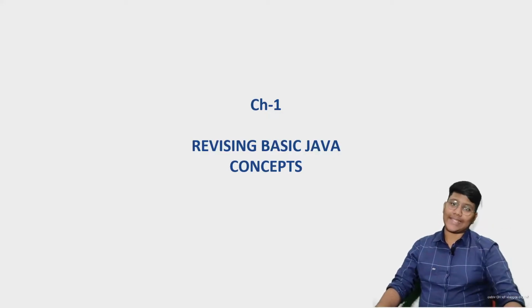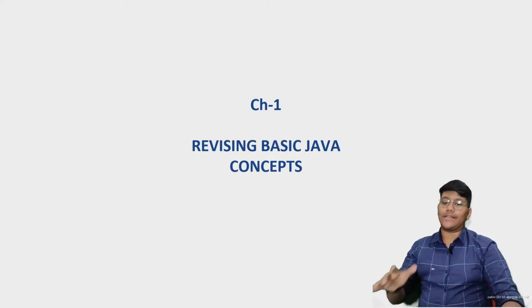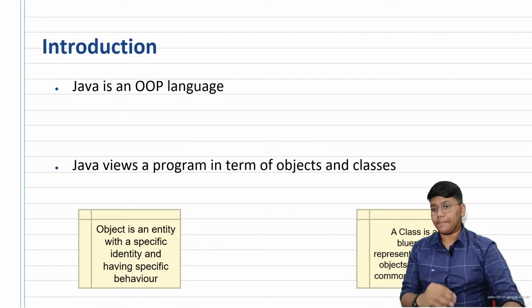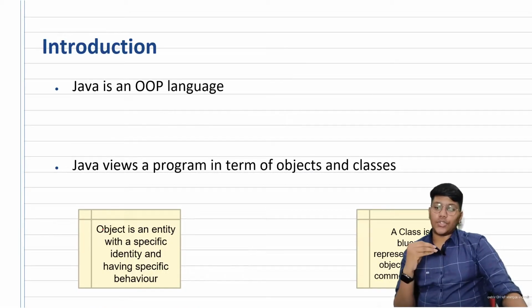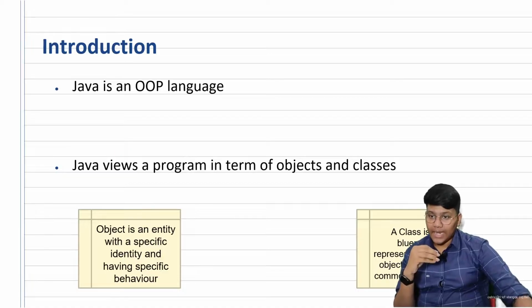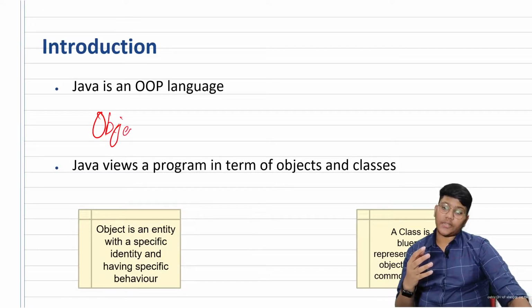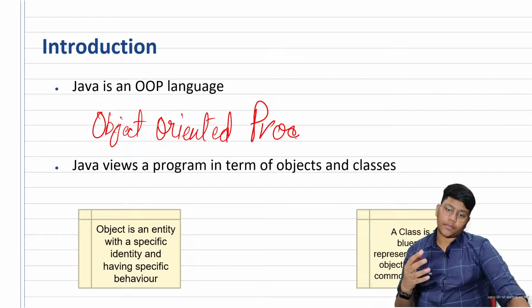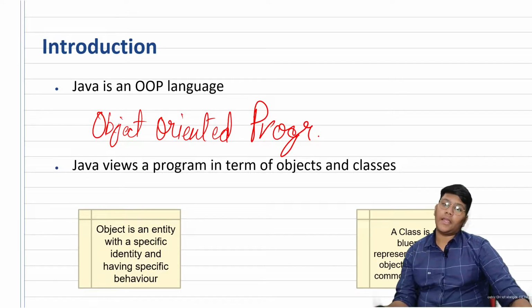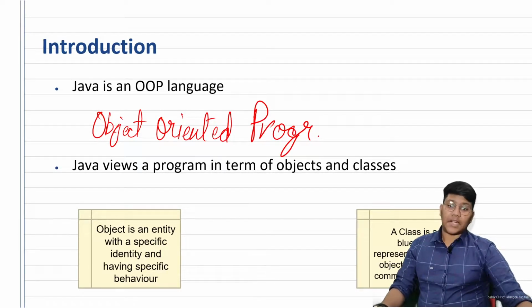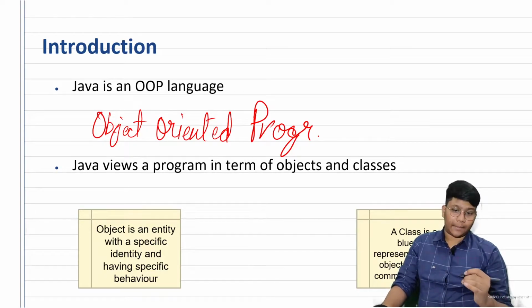So now let's start with our chapter 1, that is revising basic Java concepts. Firstly, introduction to Java. Java is an OOP language. Now what is OOP? OOP is object oriented programming. OOP is nothing but object oriented programming.